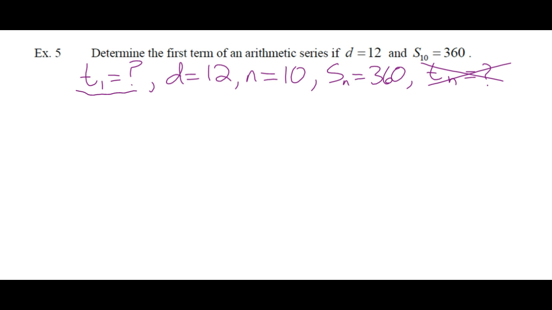We don't really care about T sub N, right? So if I can get away without using it, then I will. Can we? Yeah, we got a formula, right? What is it? S sub N is N over 2, 2T1 plus N minus 1 times D.